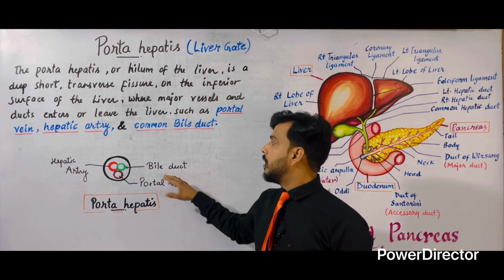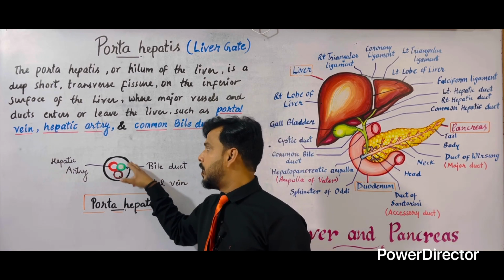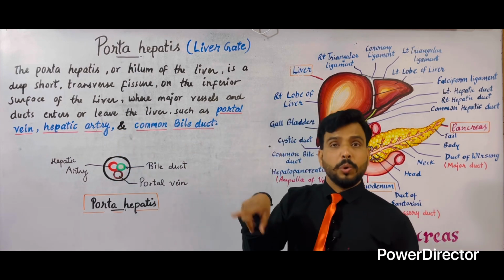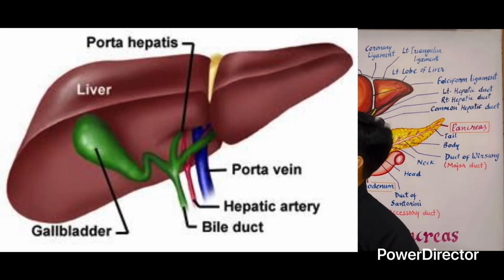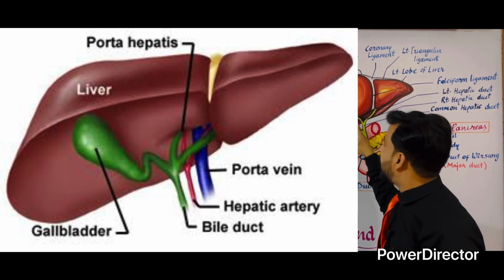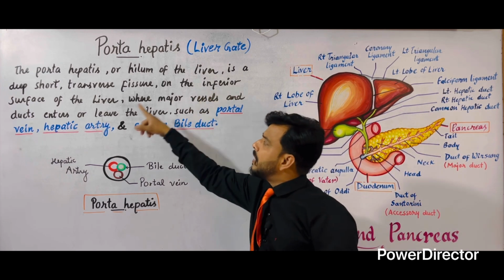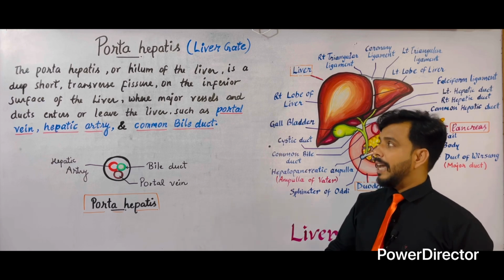So the portal vein, the bile duct which carries the bile juice, and the hepatic artery, these 3 important structures enter inside the liver through a gateway which is called the porta hepatis. So the porta hepatis or the hilum of the liver is a deep short transverse fissure which is situated at the lower side, or you can say ventral side of the liver, on the inferior surface of the liver, where major vessels and ducts enter and leave the liver.